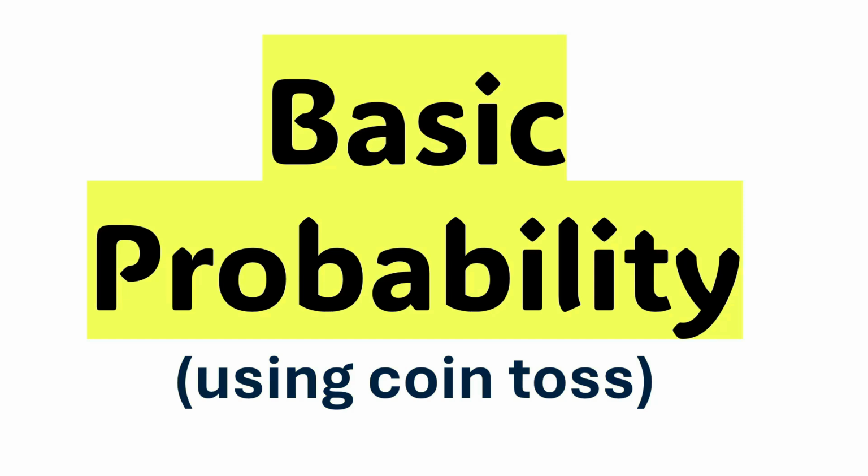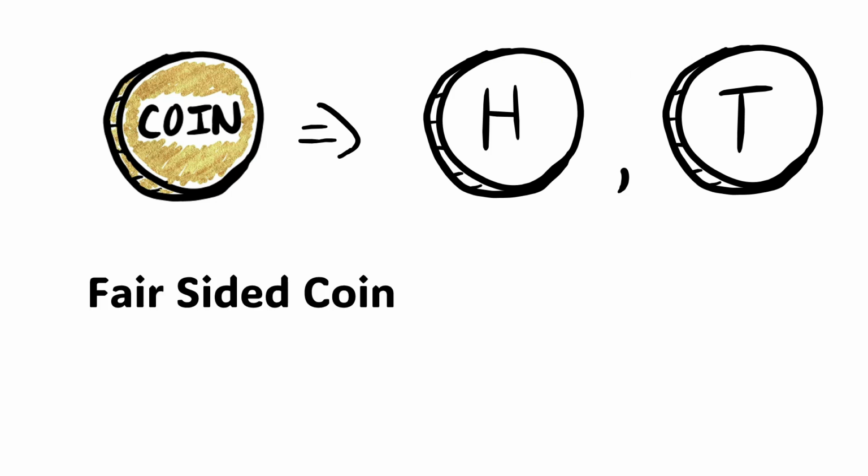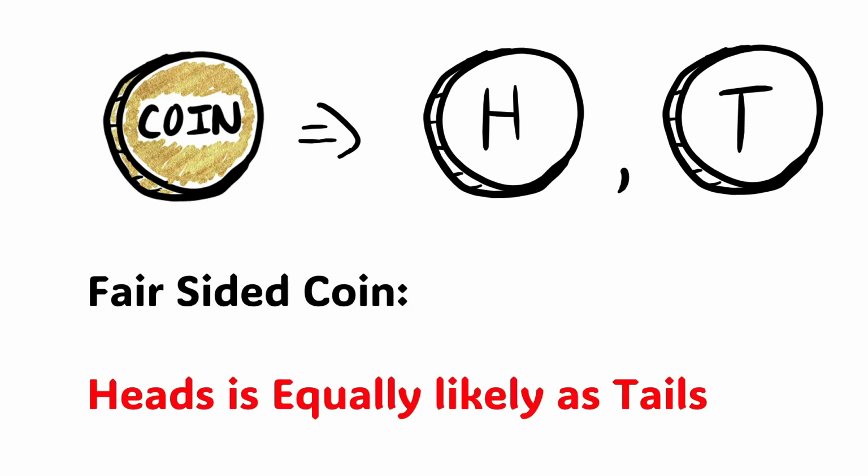Hello everyone, in this video I will talk about some basic probability concepts and calculations using coin tosses as examples. For all the questions, we're going to work with the simple normal coin, which means that when you toss it, it's going to either land on heads or tails. And it's also going to be a fair-sided coin, meaning that heads is equally likely as tails.